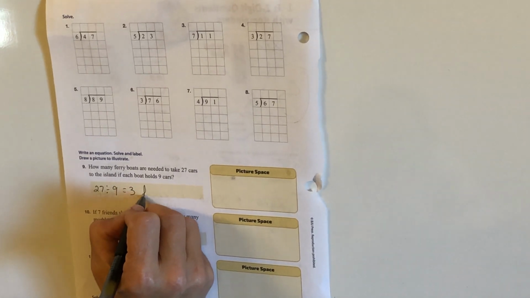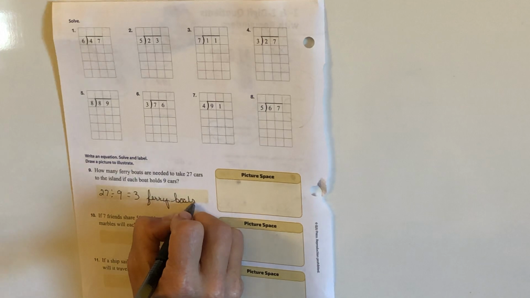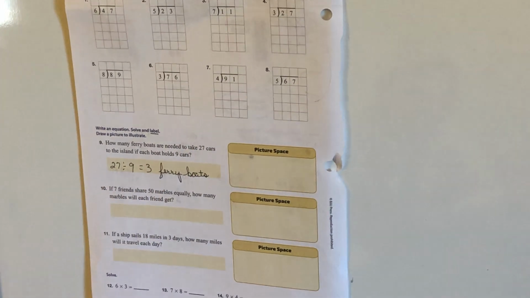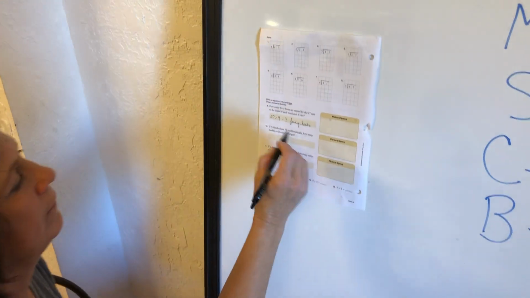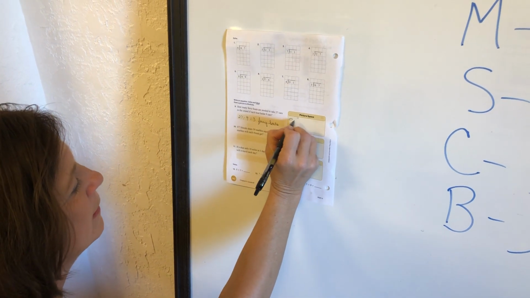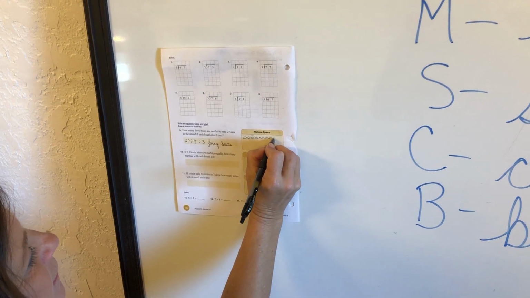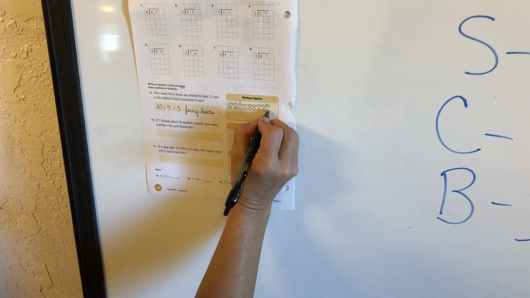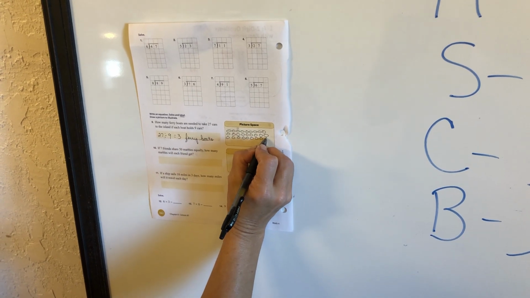And we're talking about ferry boats. Be sure and label up here in the directions. It says solve and label. And then the picture, if you don't want to draw ferry boats, just draw circles, I would say. So you need 3 rows of 9. 1, 2, 3, 4, 5, 6, 7, 8, 9. And again, 9 more, and 9 more.